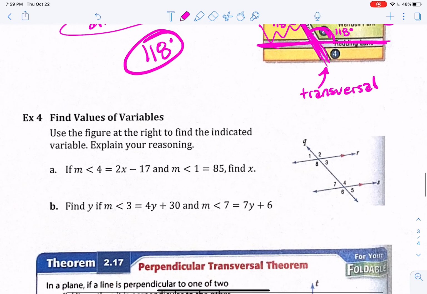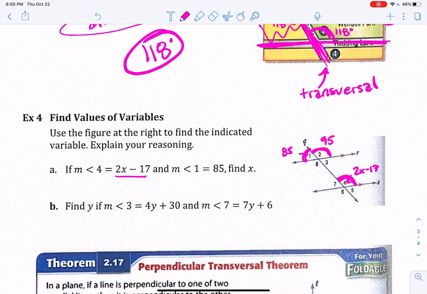Okay, let's go down to the next one. This one is a little bit trickier because they have equations for us to do. The measure of angle 4 is 2x minus 17, and the measure of angle 1 is 85. There's a couple different ways that I could do this. Let's say, if angle 1 is 85 degrees, then angle 2 has to be the remaining amount to add up to 180, which I think is 95 degrees, right?